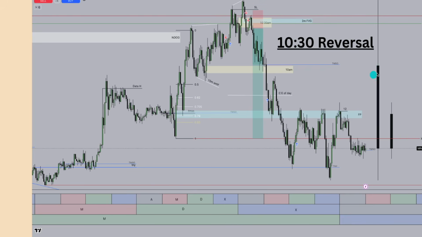And with 10:30, you can have either a 10:30 continuation or a reversal. 10:30 continuation is the same premise. You're just waiting for 10:30 to move. Usually 10 to 10:30 is probably lackluster and not really moving, and then the 10:30 reversal is actually very good.